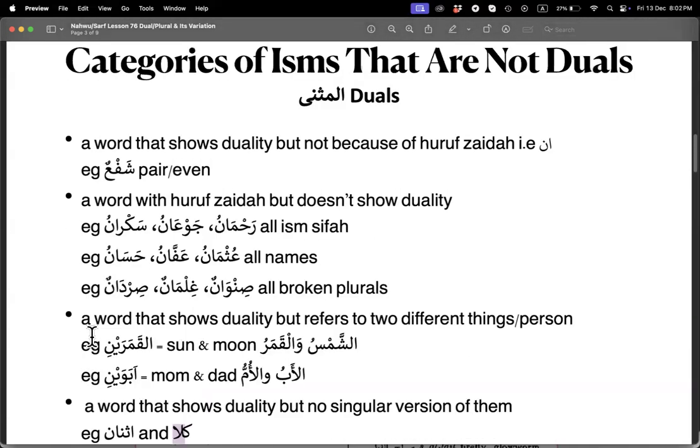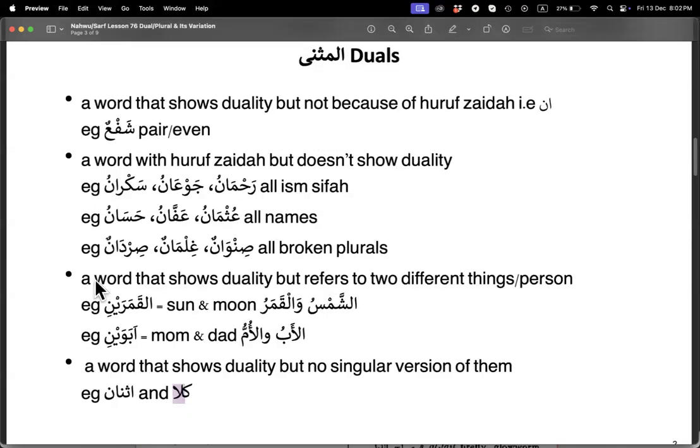Because this one we won't even say it's dual, right? We won't say li'annahu musanna. So when we say li'annahu musanna, here in this case you say li'annahu mulhaq musanna. Understand? These two only.